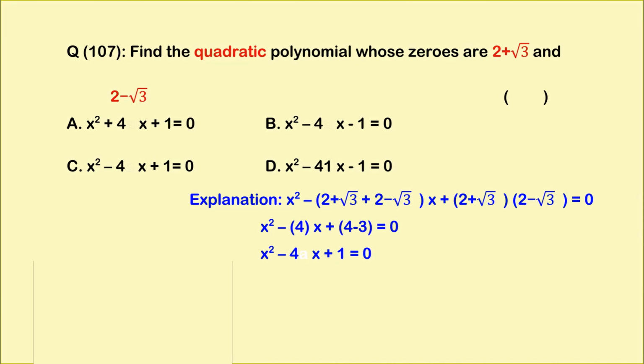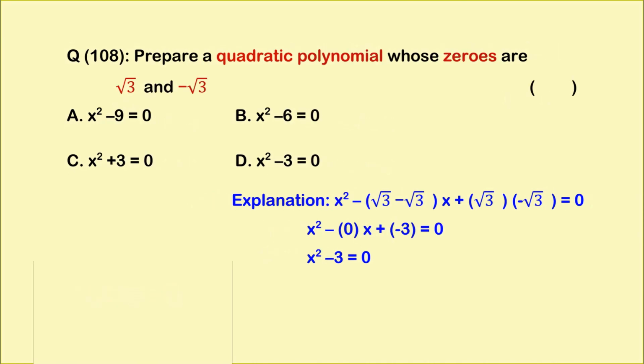So the right answer is C, x square minus 4x plus 1. Question number 108. Prepare a quadratic polynomial whose zeros are root 3 and minus root 3. So we know the formula for a quadratic polynomial: x square minus (alpha plus beta) of x plus alpha into beta. Substituting the values of alpha and beta in the given expression, we get x square minus (root 3 minus root 3) of x plus root 3 into minus root 3 is equal to 0.